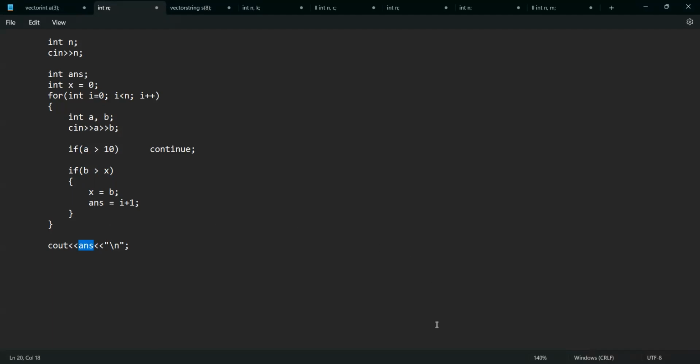So if it's clear, we'll move to the third problem. Is anyone having any doubt in this? Okay, I'm seeing responses only from some people in the chat. What about the others? Okay, so let's move to the third problem.